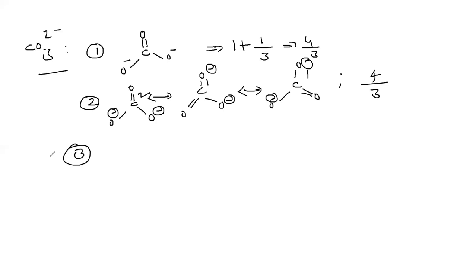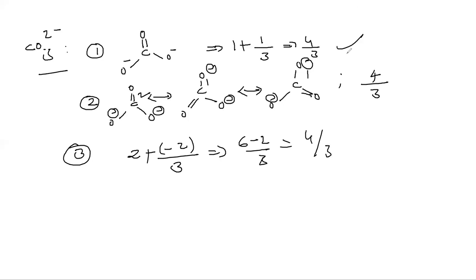Now I am going to discuss the same thing with the third method. According to the third method, the bond order is the valency of the bonded atom plus charge by the total number of bonded atoms. See here, what is the valency of oxygen? The valency of oxygen is 2, and the charge on the carbonate ion is minus 2. And the total number of oxygen atoms, that is bonded atoms, is 3. So this is 6 minus 2 by 3. So what is the bond order? The bond order is 4 by 3. So we have 3 different methods, but we are getting the same bond order.